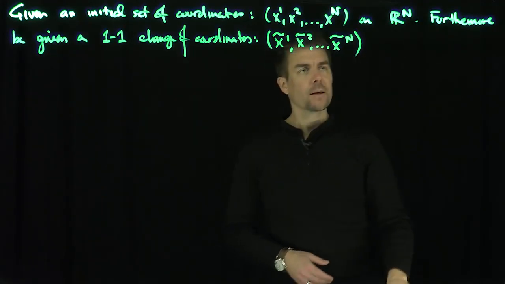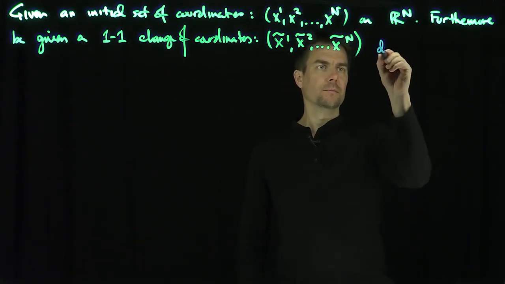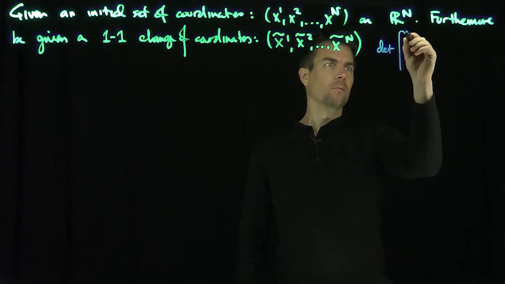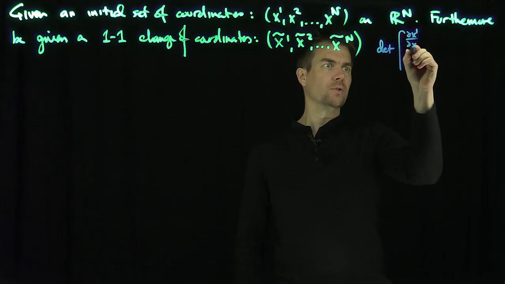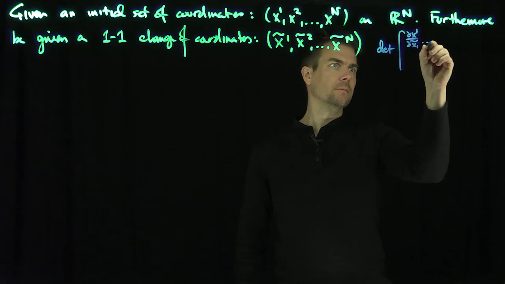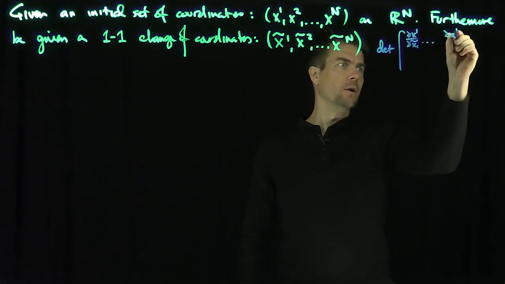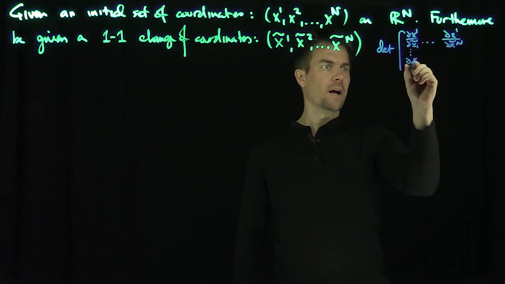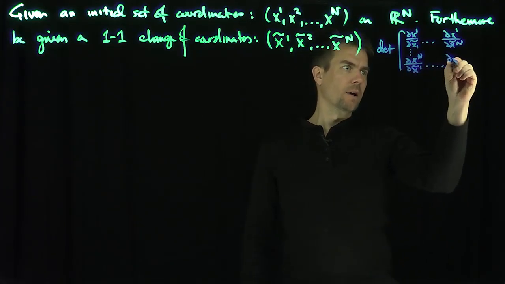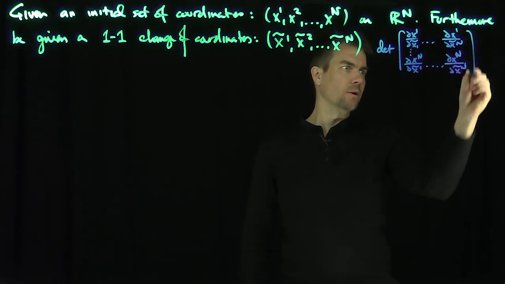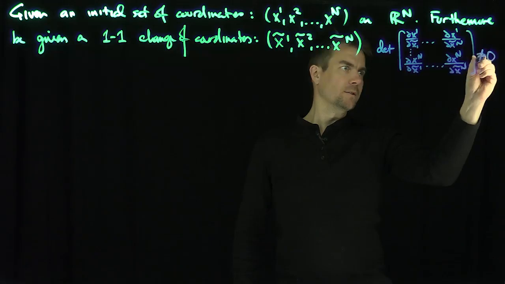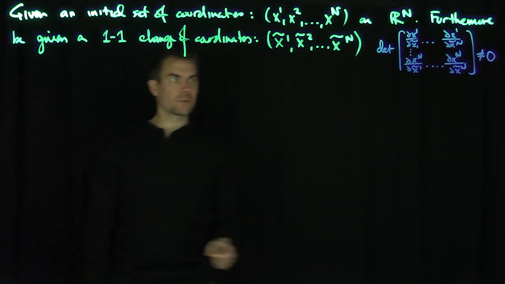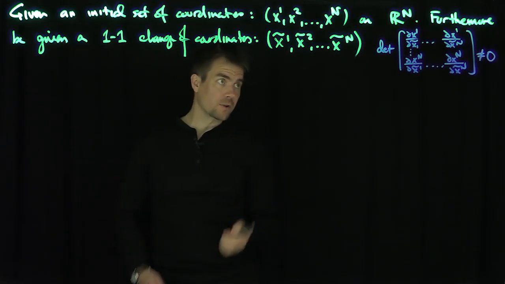So what I mean by that is if I look at the determinant of partial x1 with respect to x1 tilde, partial x1 with respect to xn tilde, partial xn with respect to x1 tilde, partial xn with respect to xn tilde. If I look at this determinant over here, the determinant is not 0, at least locally in some neighborhood over here. In other words, I'm allowed to invert these transformations over here.